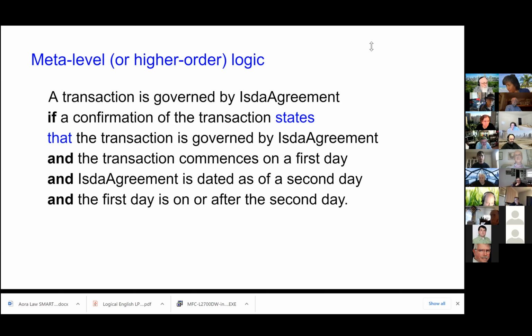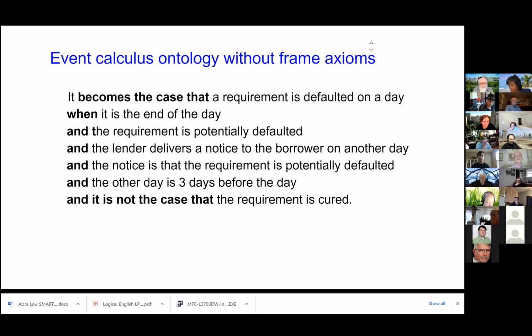expressed in a confirmation. We use the event calculus ontology without any frame axioms. And this is an example from a simplified loan agreement. In the Logical English form, we basically say that when the event of the end of the day occurs, then a requirement becomes defaulted. If it was almost defaulted, the lender delivers a notice to the borrower saying that you were almost defaulted and the requirement isn't cured within 3 days.